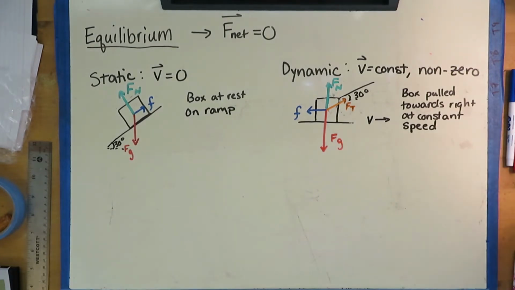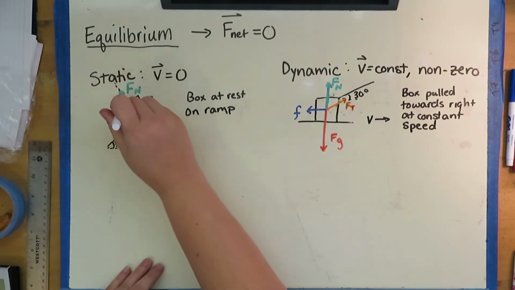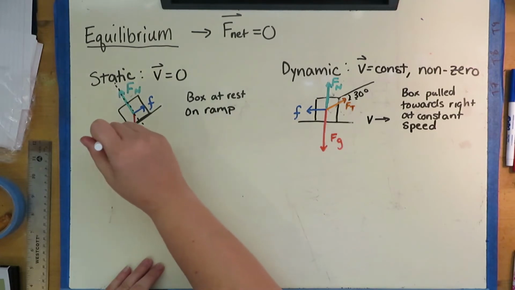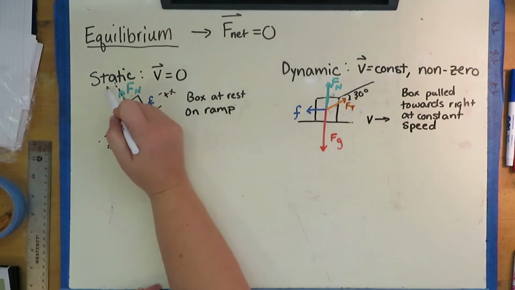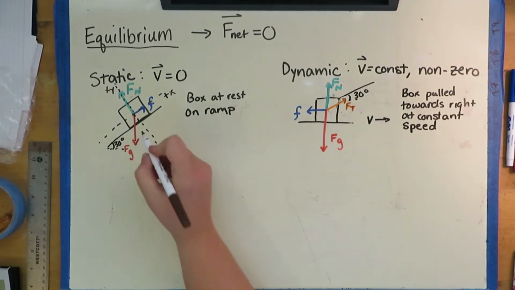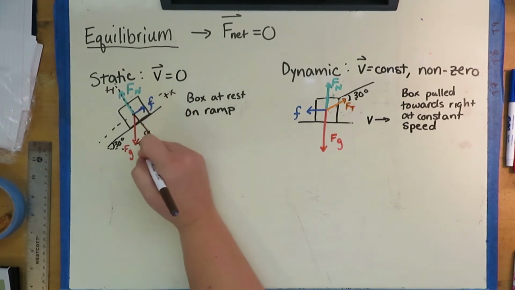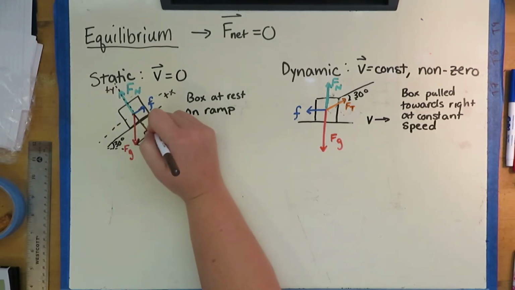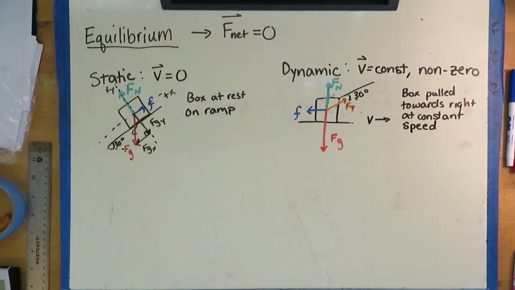So just as a reminder of what we need to do to solve this problem, because we're on a ramp, we need to rotate our axes. So I'm going to define the positive x direction as up the ramp, the positive y direction as perpendicular to the ramp in the upwards direction. And then my gravitational force is at an angle, so I'm going to resolve it into components. So I'm going to have an FGX pointing down the ramp and an FGY pointing into the ramp. And then I'm going to put a squiggle here through my FG.